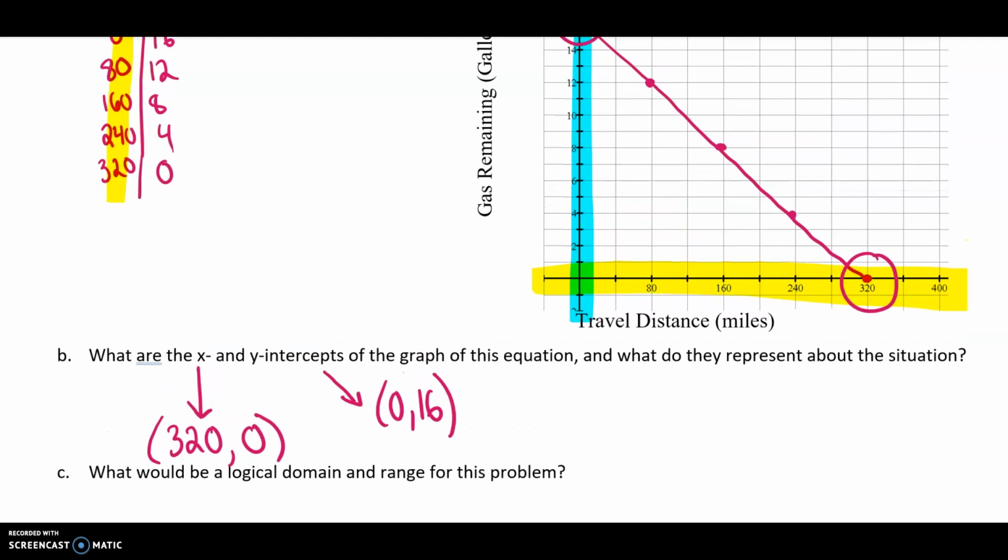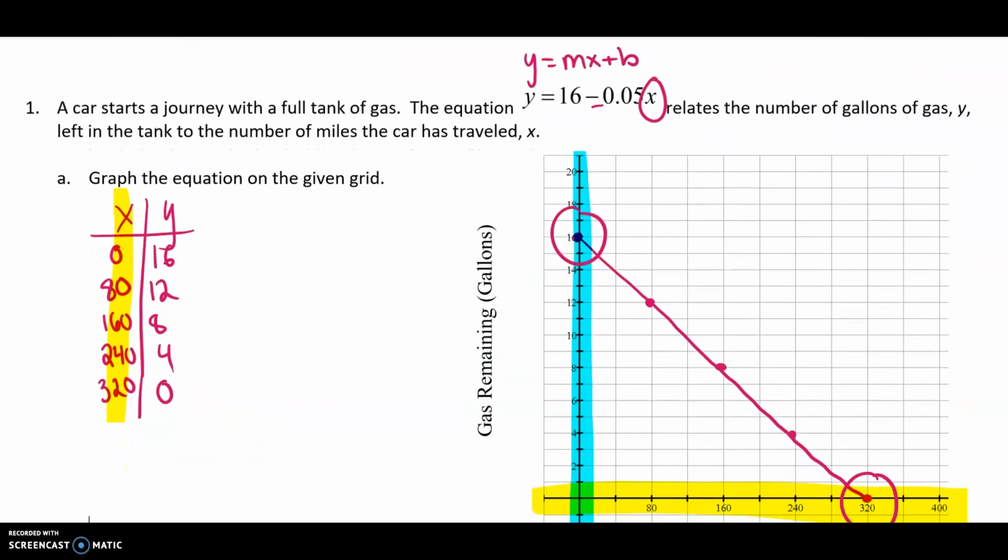We can also write our x and y-intercepts as a value. The x-intercept would be where x is equal to 320, that's where it's located. The y-intercept would be at y equals 16, which is where the y-intercept is located. And what they represent in the context is one of the more important questions. Why does this even matter? Because those are two very special points.